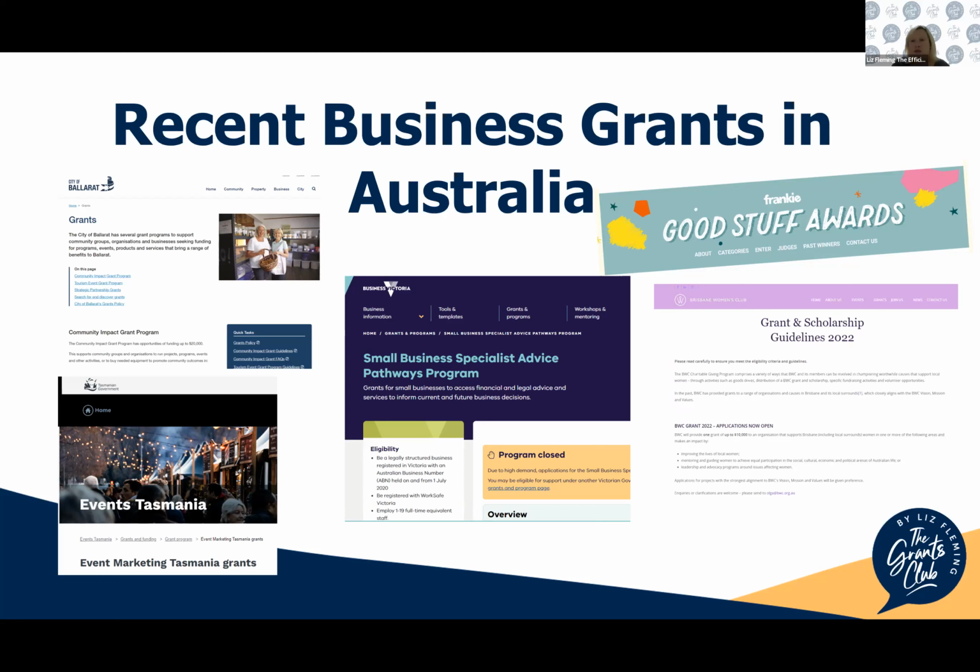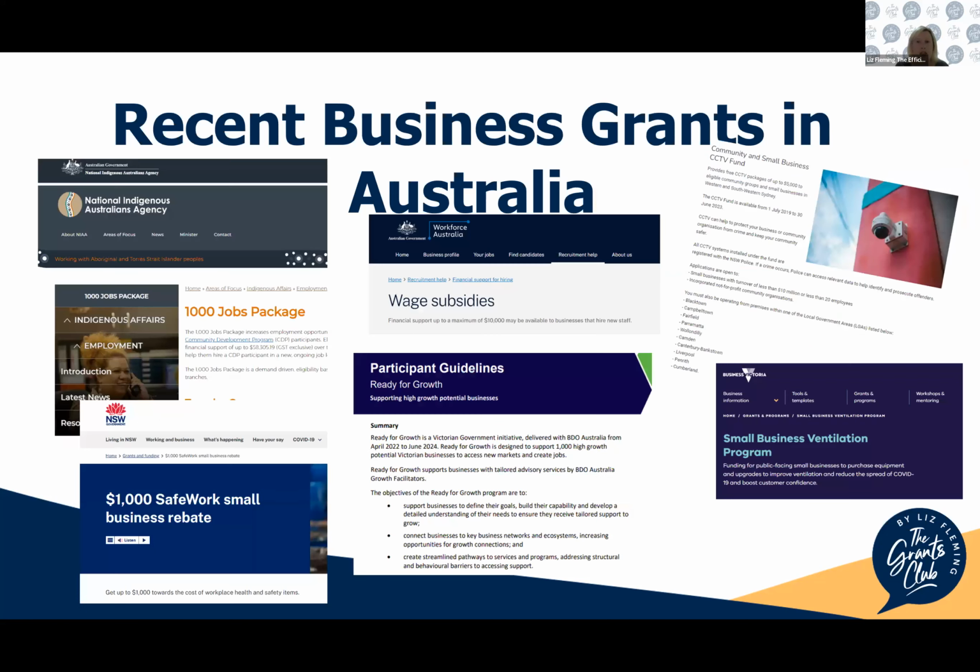So this is why it's really, really important to make sure that upfront we're checking that eligibility and making sure that we're absolutely able to apply, so that we're not wasting our time. And as you can see here, there's some wage subsidies, there's a small business rebate for some health and safety gear, there's ventilation programs, there's equipment, there's business support, there's grants for so much different stuff that we do need to be looking in the right places for grants. And then we also need to be ready to apply when we do find them as well.